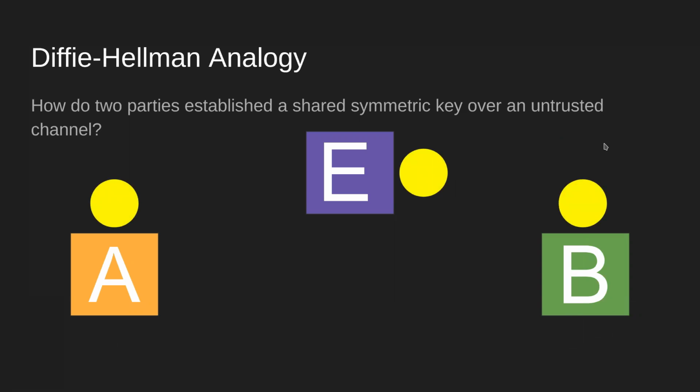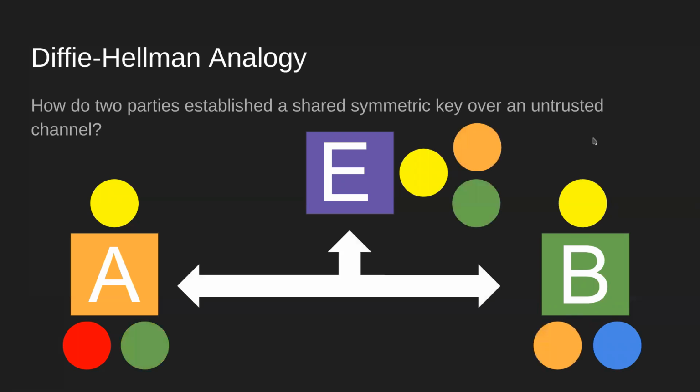So in this color analogy, A and B and everyone know about some sort of parameter, in this case the color yellow. And everyone agrees that they're going to use it for this Diffie-Hellman key exchange. Then A and B each pick their own secret colors, and they don't share that. In this case, A picks red and B picks blue. And then they mix it with the color that they all agreed on, in this case yellow. So A has this orange color and B has green. And then they send the mixed colors across. So now Eve has yellow and the two mixed colors for A and B.